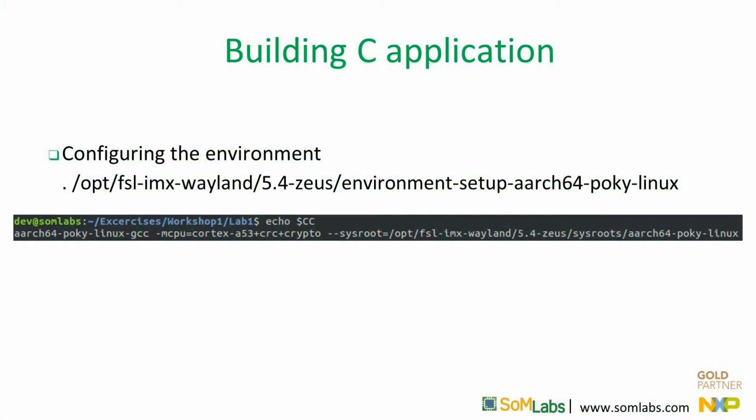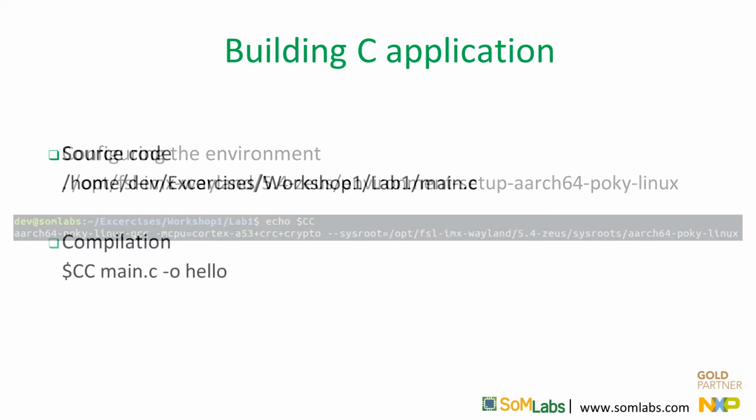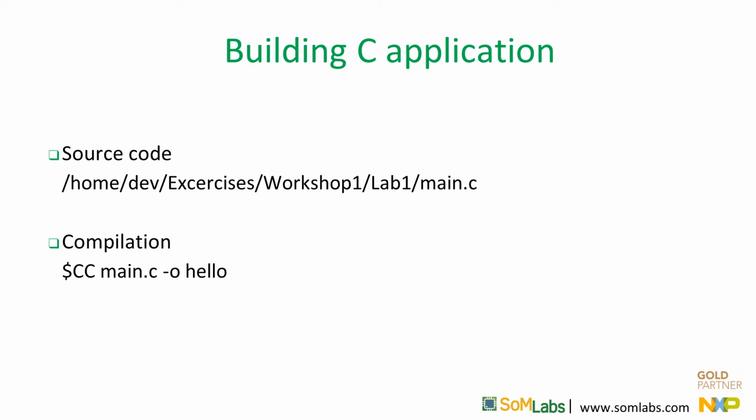In order to use it, we must first configure the shell we are currently in. The environment-setup-aarch64-poky-linux script is used for this. When invoked, it allows us to use the compiler and libraries, thanks to which we will build the first program in C. The source code of a simple program is located in Home/Dev/Exercises/Workshop1/Lab1. We can compile it using the CC environment variable, which we will do in a moment.